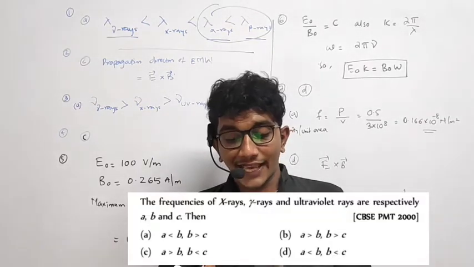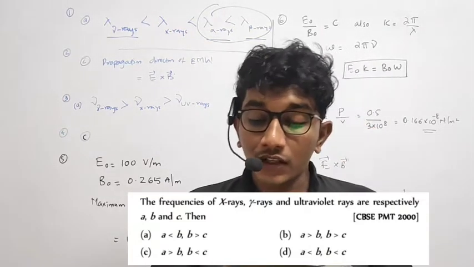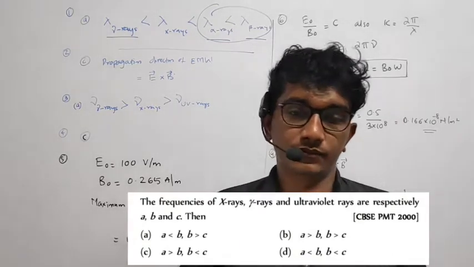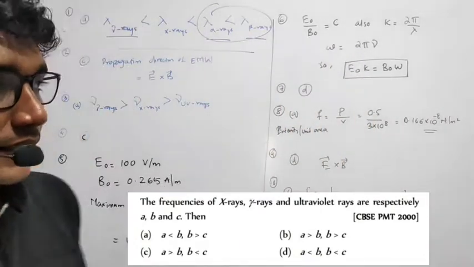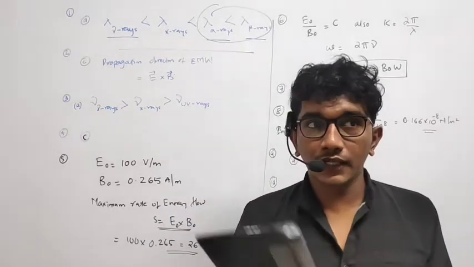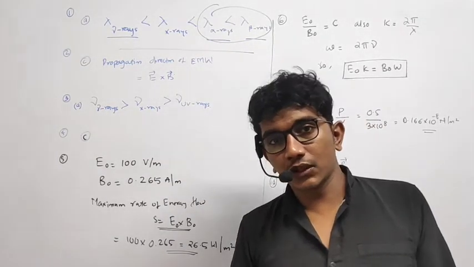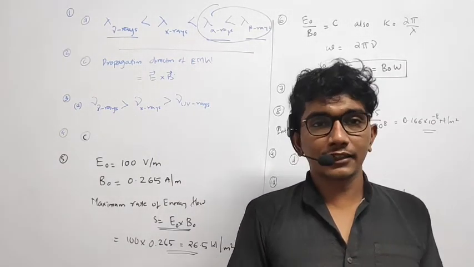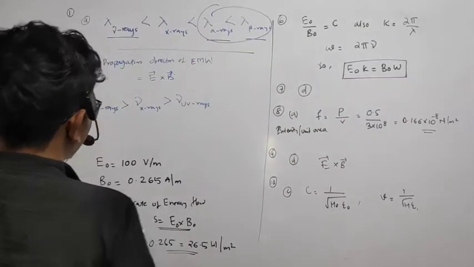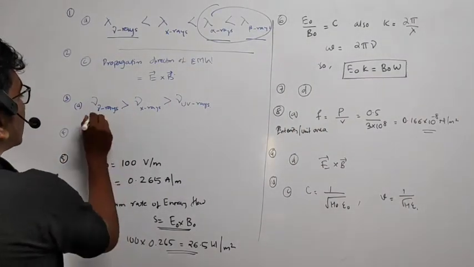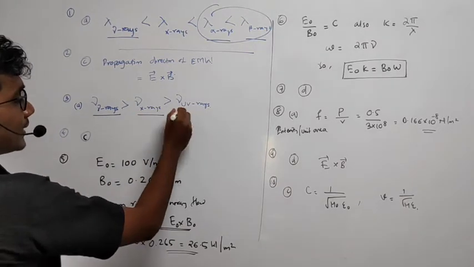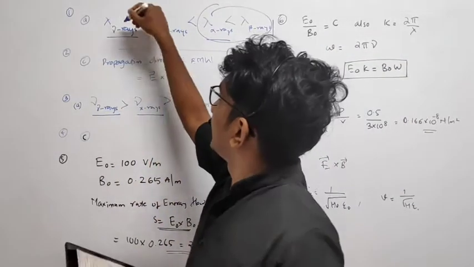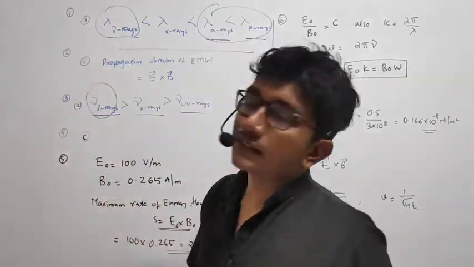The frequencies of X-rays, gamma rays and ultraviolet rays, UV rays, are respectively A, B, C. Then, okay. So again, you check the electromagnetic spectrum and you have to find out which is the increasing order of frequency or decreasing order of wavelength. That order you have to be very familiar with at least. So the answer is A, because the frequency of gamma rays is greater than the frequency of X-rays, which is greater than the frequency of UV rays. I told you here wavelength is minimum, frequency is maximum.